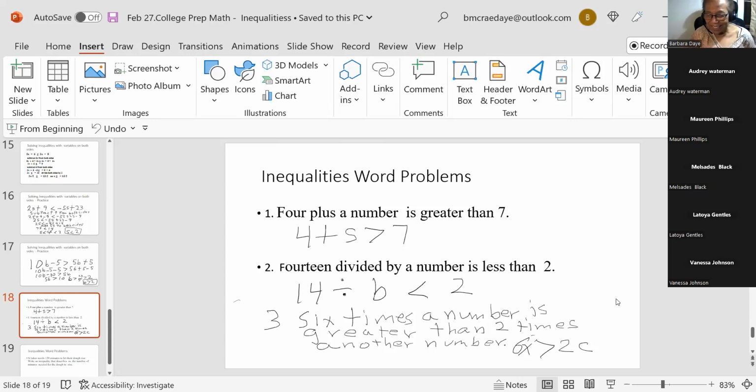Questions? Okay, we're gonna stop here. There's some other word problems, but we'll look at those next time. We'll look at some inequality word problems, and we'll review what we did on greater than, less than with variables on both sides and variables on one side. Any questions by anybody?